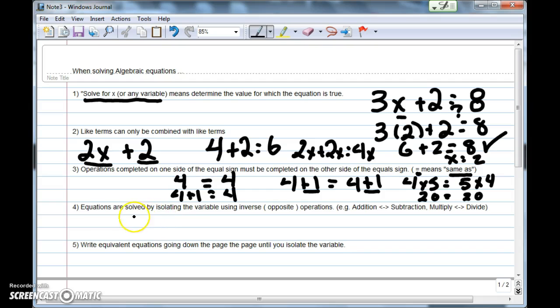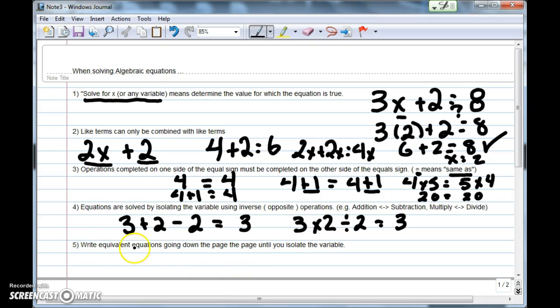The fourth thing is equations are solved by isolating the variable using the inverse or opposite operation. So whenever we add something, 3 + 2, the opposite of adding 2 would be to subtract 2. So if we take 3 + 2 - 2, we get 3. 3 times 2, the opposite of multiplying by 2 would be to divide by 2. So when we do these inverse operations, we're not actually changing what that side equals. It still equals 3. So 3 is still equal to 3 in both cases. So we want to make sure that we do these inverse operations.